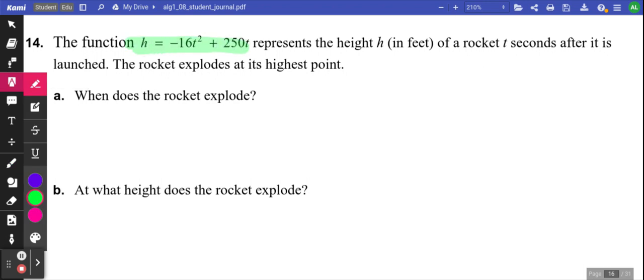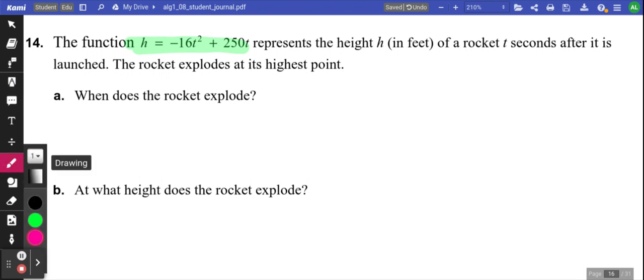This function represents the height of a rocket t seconds after it is launched. The rocket explodes at its highest point. So all of the word problems I'm giving you are basically asking something about its highest point, its peak. It's asking you something about the vertex. There are other things I could ask. You'll get more into those maybe in Algebra 2 with more and more complex problems. Really, I'm always asking you about your vertex.